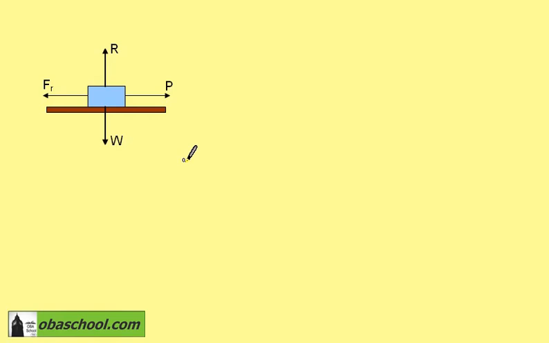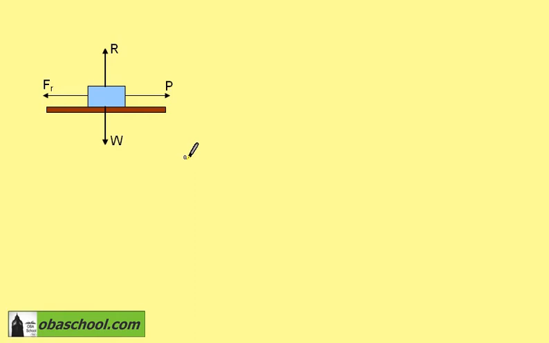We have a horizontal force P pulling the object to the right, and a force Fr, a frictional force, which is pulling the object to the left. In practice, if the object is stationary, P and Fr must be equal. So the force pulling the object is equal to the resistance force of friction, which is preventing the object from moving.